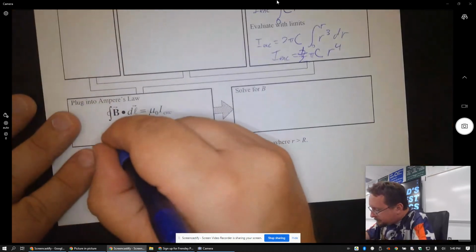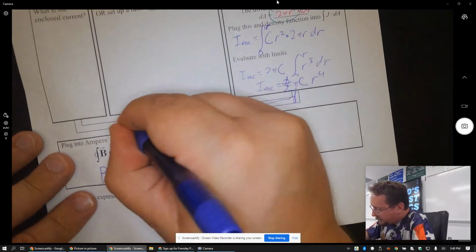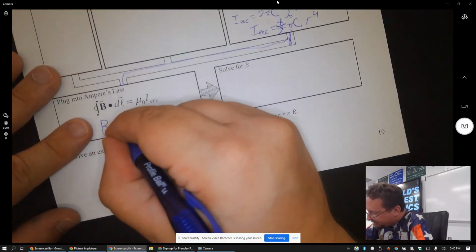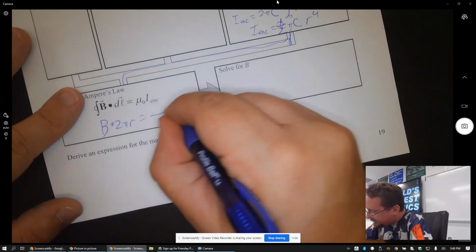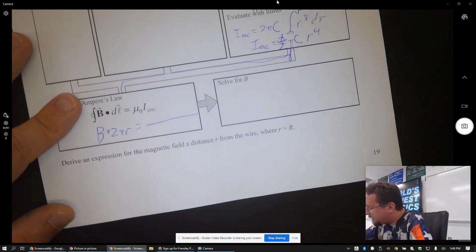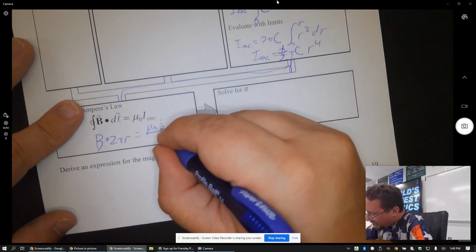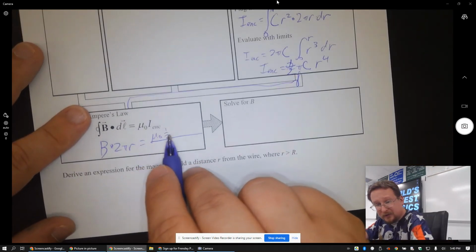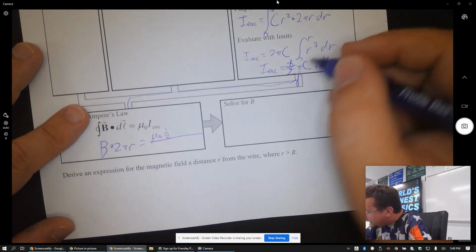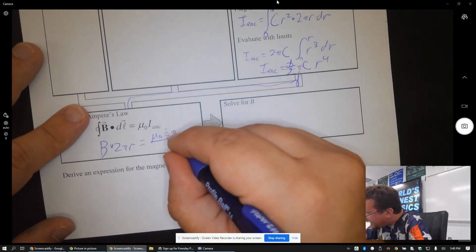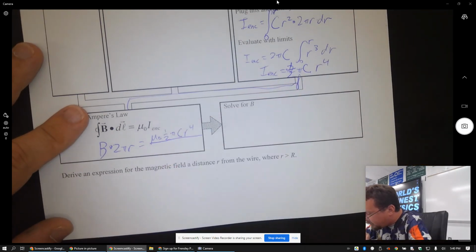Okay, so B times, you come back here, B times 2 pi r, that's the left-hand side, which is always pathetic and always a loser and always easy. Oh, I didn't mean to do that. Mu naught, and the I enclosed, 1/2. That was a Freudian slip. I was about to do a Q enclosed over epsilon naught, now wasn't I? Okay, 1/2 pi c r to the 4th, right?